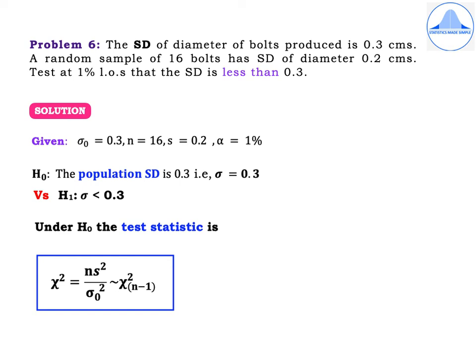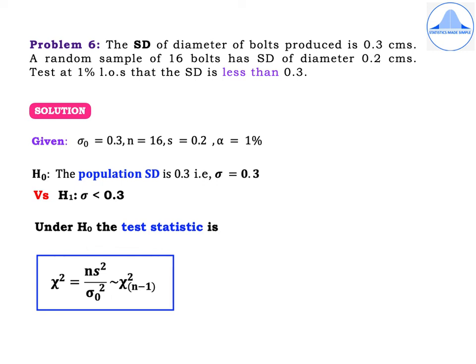Solution: given sigma naught is 0.3, because the first sentence doesn't have the word random sample, it is associated with the population, and n is equal to 16, s is 0.2 and alpha is 1%. H naught is the population standard deviation is 0.3, that is sigma is equal to 0.3 versus H1. Because of the word less than in the last sentence, it means that sigma is less than 0.3.